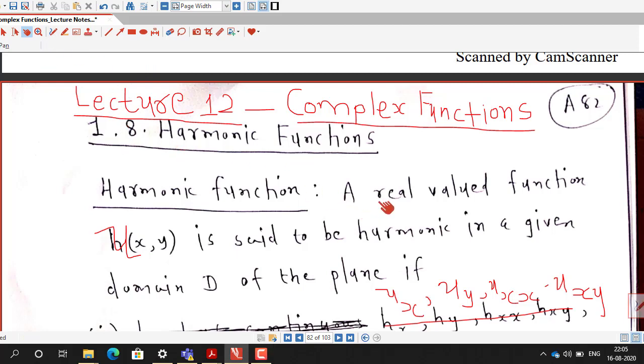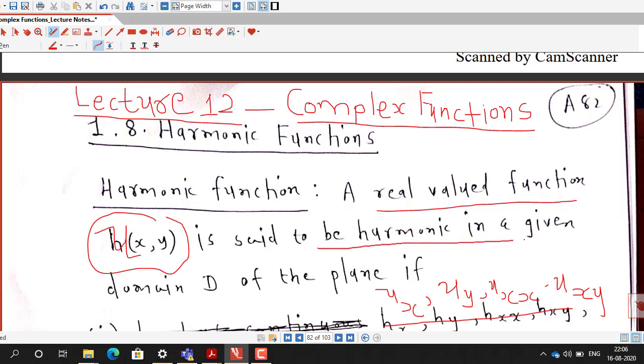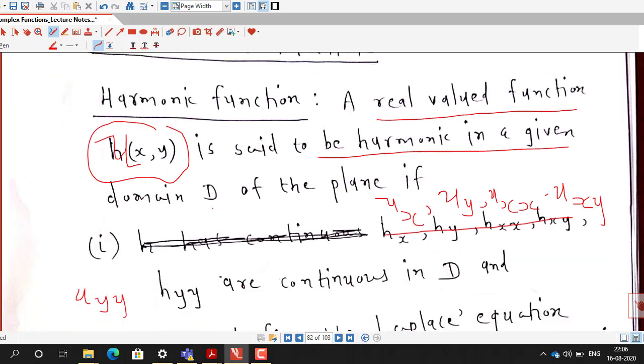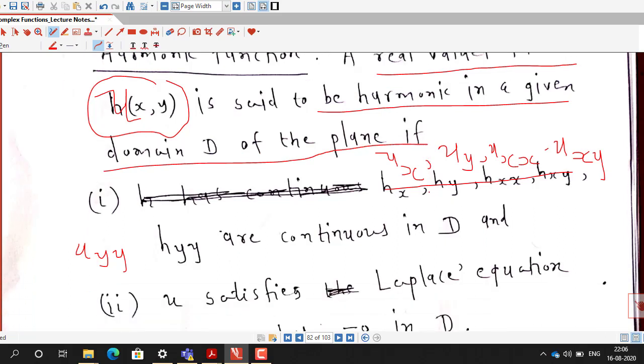A harmonic function is a real valued function. We define harmonic function for real valued functions. Suppose u is a function of two variables x and y. So a real valued function u(x, y) is said to be harmonic in a given domain D of the complex plane if two conditions are satisfied.